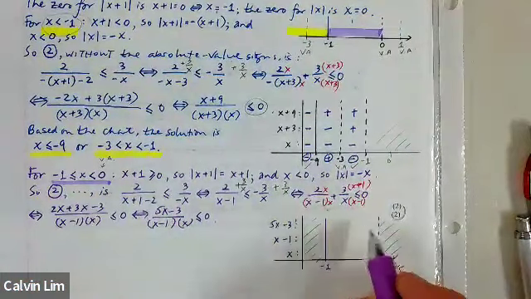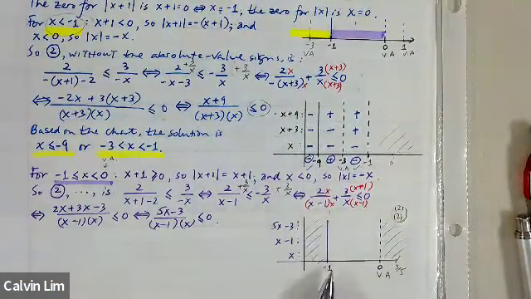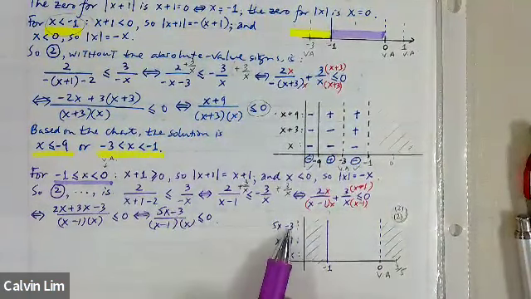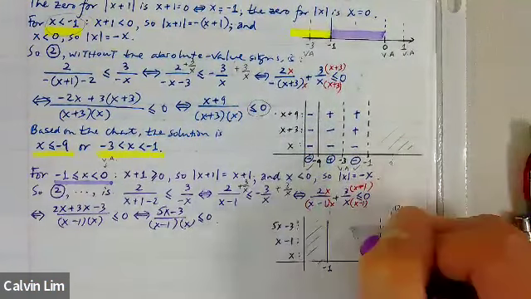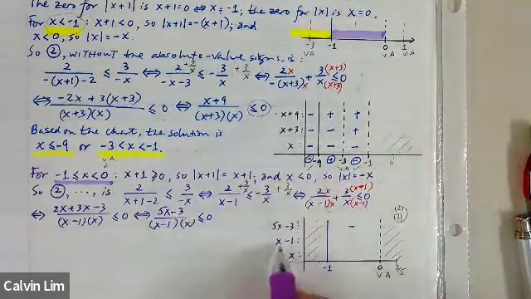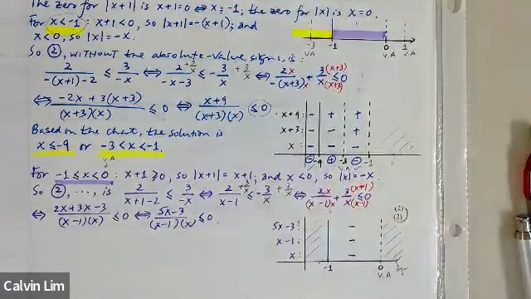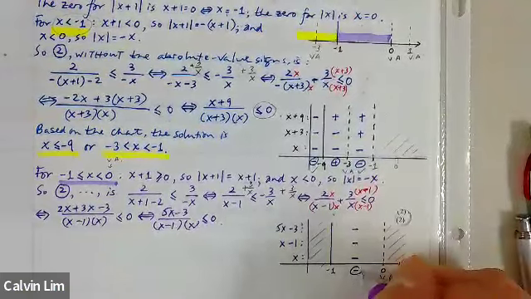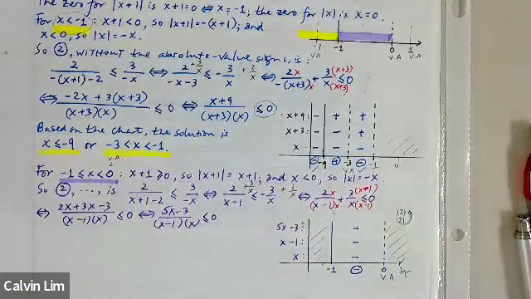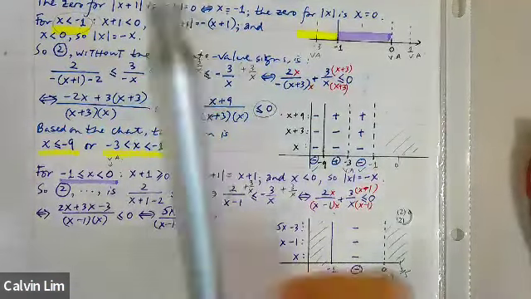Now just populate the chart with pluses or minuses. So for 5x minus 3, in this region, it is negative. In this region, x minus 1 is also negative. In this region, x is also negative. So we really only have one region, and the net sign for this region is negative, right? So negative, what is the solution?